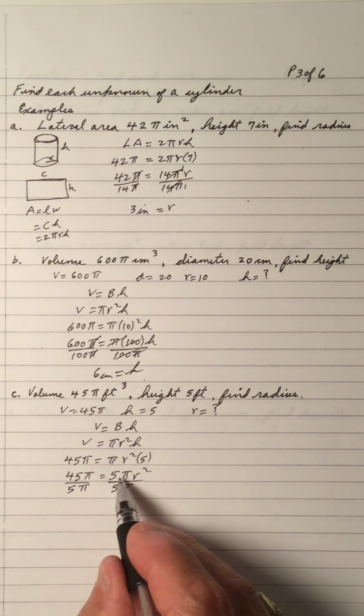5 pi's cancel out, they're ones, so we get r squared, and pi's cancel out, and 45 divided by 5 is 9, and the units is feet. So we got r squared is 9, so r is the square root of 9, so r is equal to 3, and again we have feet. So the radius is 3 feet.